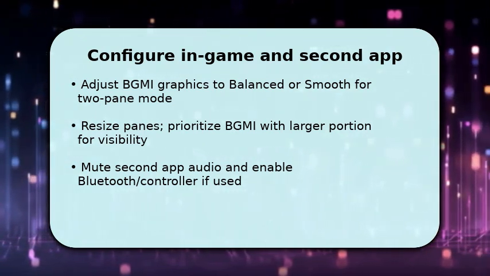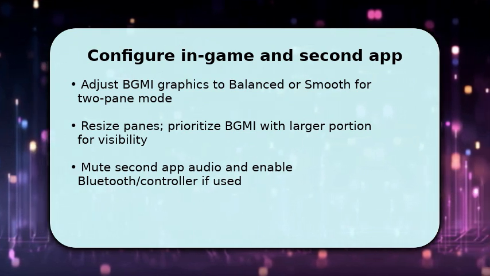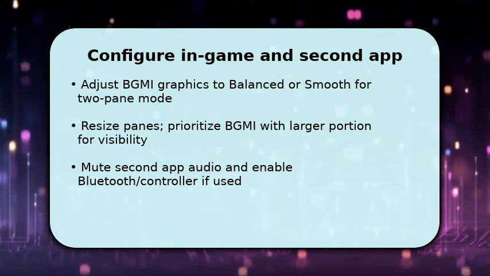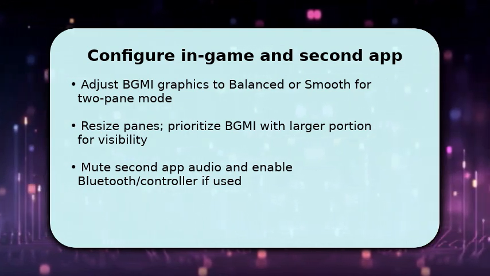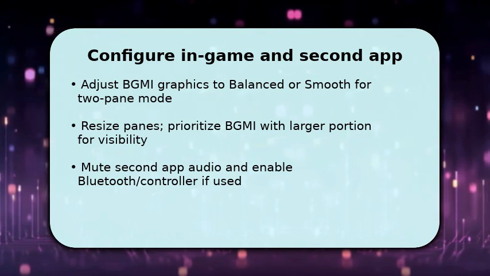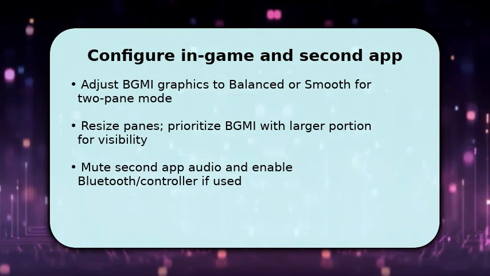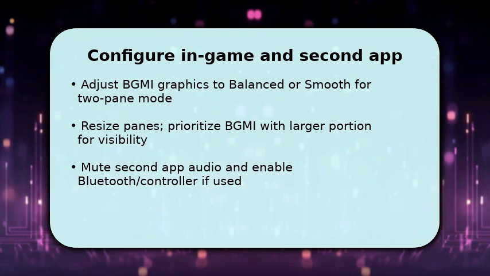Open your second app, voice chat, guide, or recorder, and mute its audio to avoid distractions. If you use a controller, pair it now. This reduces touch conflicts and keeps aiming stable. These adjustments preserve input accuracy and overall frame rate while you play.